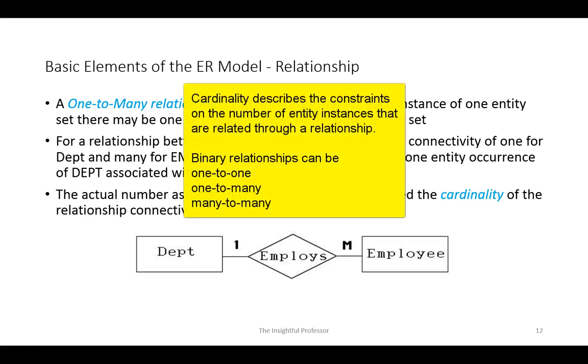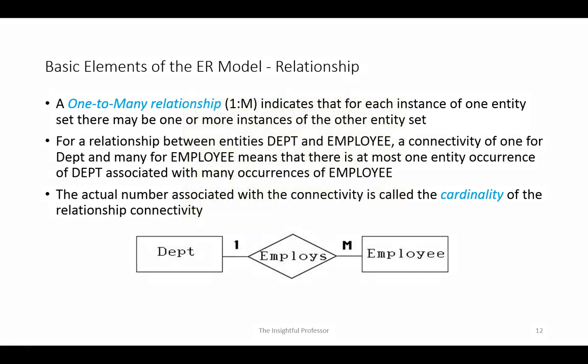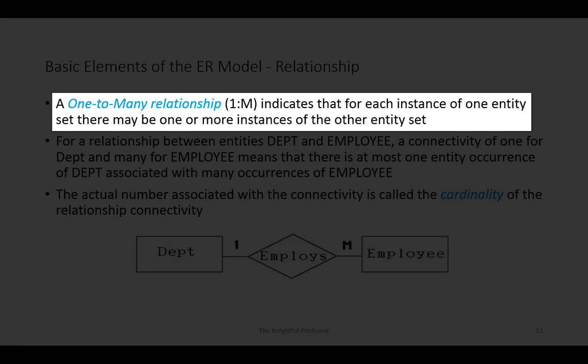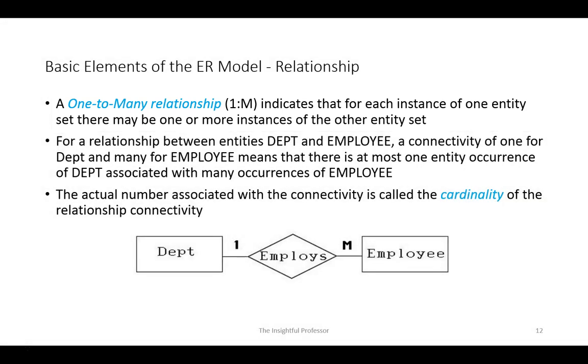Cardinality describes the constraints on the number of entity instances that are related through a relationship. The basic constructs for connectivity for binary relationships are one-to-one, one-to-many, and many-to-many. A one-to-many relationship indicates that for each instance of one entity set, there may be one or more instances of the other entity set. For a relationship between department and employee, which we are presenting in our diagram here, a connectivity of one for department and many for employee means that there is at most one entity occurrence of department associated with many occurrences of employee.